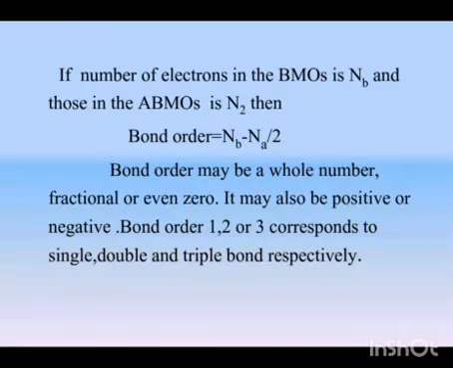Next, if the number of electrons in the BMOs, meaning bonding molecular orbitals, is Nb and those in the ABMOs, meaning anti-bonding molecular orbitals, is Na, then the formula of the bond order is (Nb minus Na) divided by 2. Bond order may be a whole number, fractional, or even zero. It may also be positive or negative. Bond order 1, 2 or 3 corresponds to single, double, and triple bond respectively.